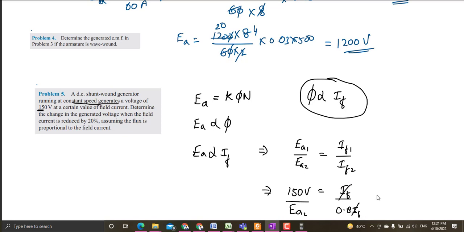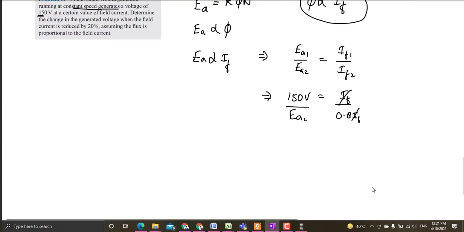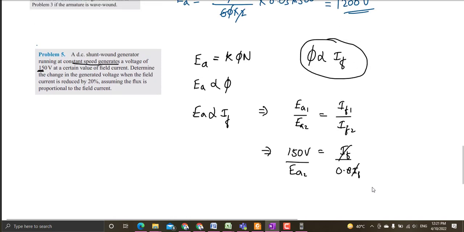So the IF cancels out. Why am I writing it like this? If something, say X, is decreased by 20%, it becomes 0.8 of X, that is 80% of X. Similar thing I am using here.